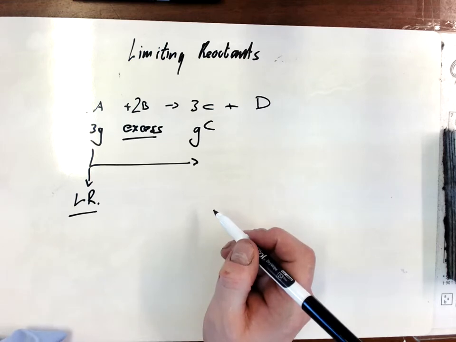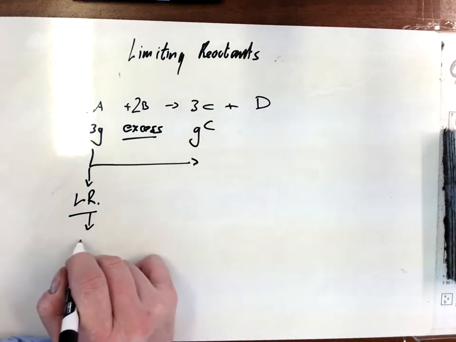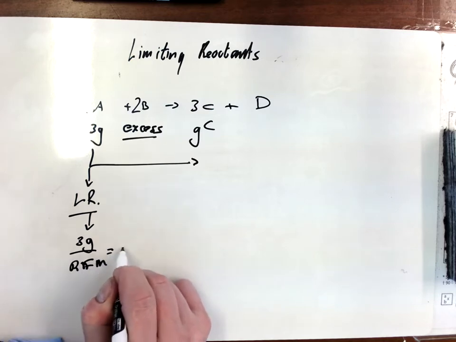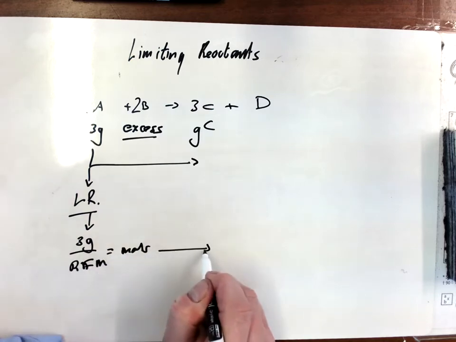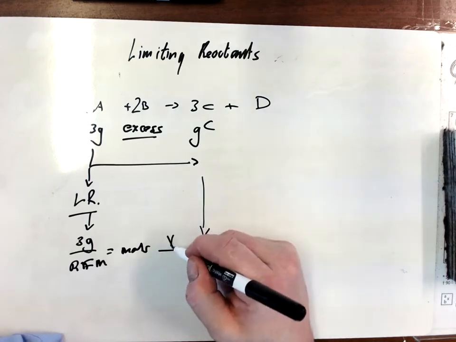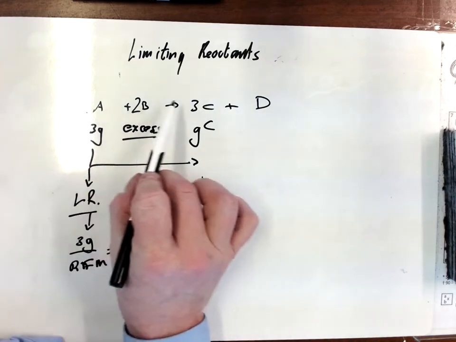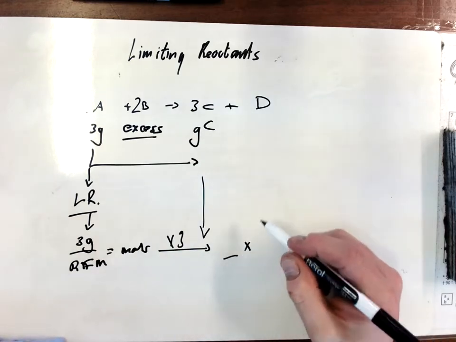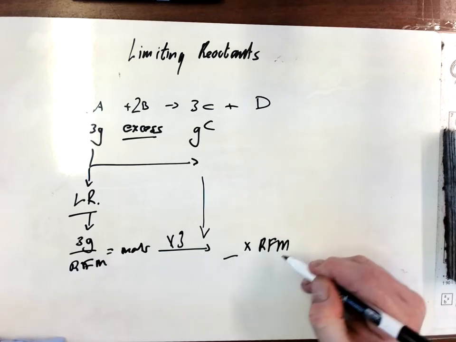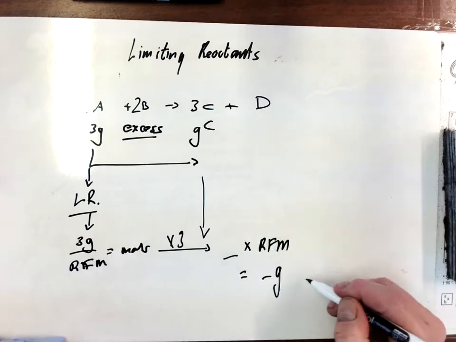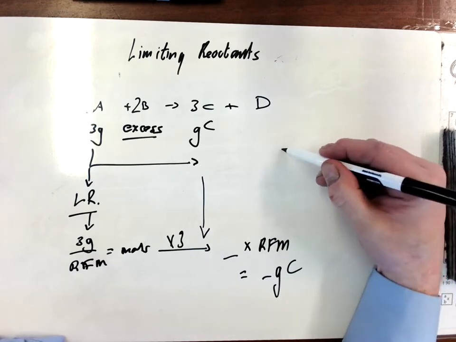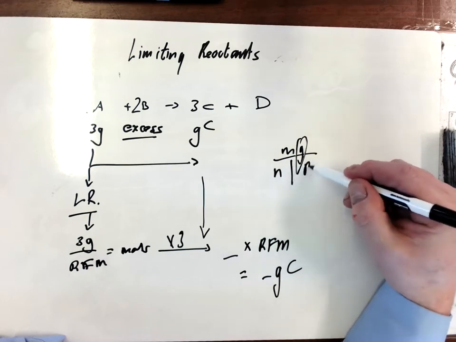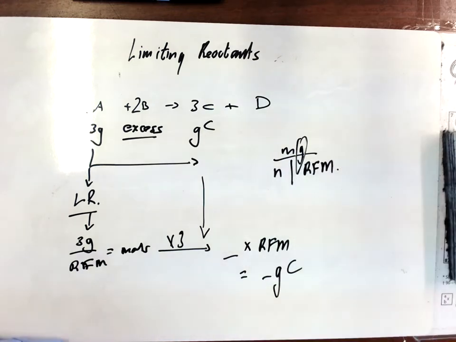Now, again, we would do the same thing in that we would take 3 grams of A divided by the RFM of A, and that would give me moles of A. In this case, if we were looking to do C, we would multiply that by 3, because 1 mole of A gives me 3 moles of C, and then we would multiply that number of moles of C by the RFM of C, and again that would give me whatever grams there is of C. Again, just using mass in grams equals number of moles times the RFM.